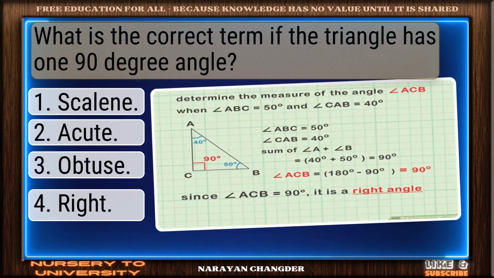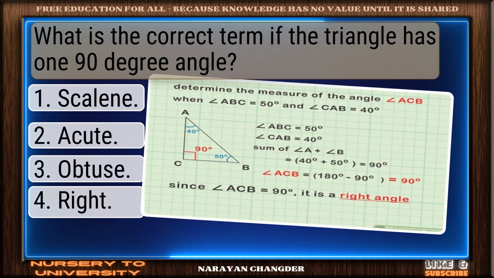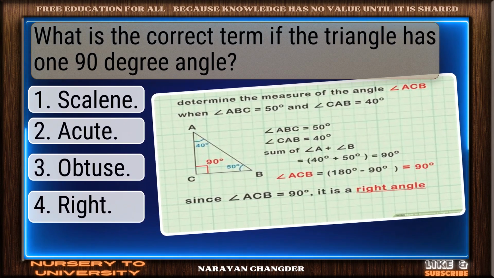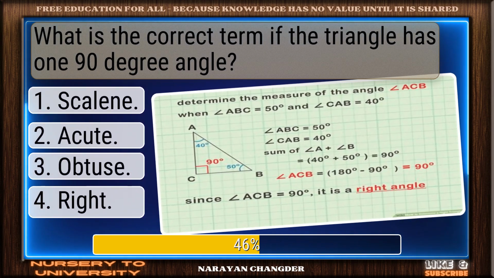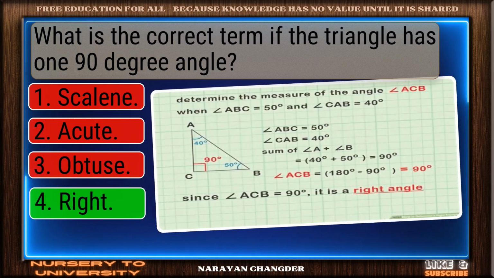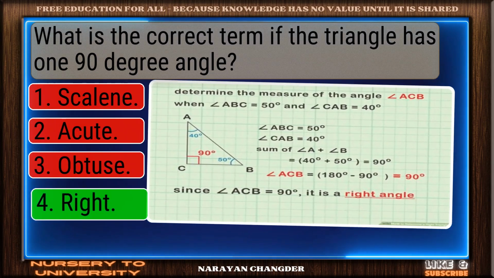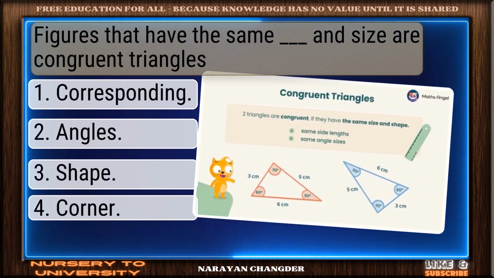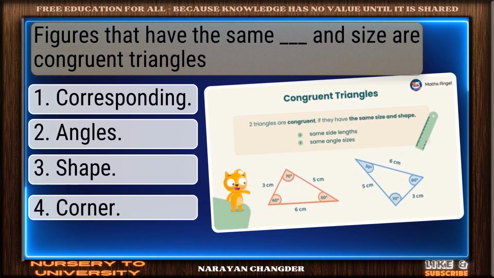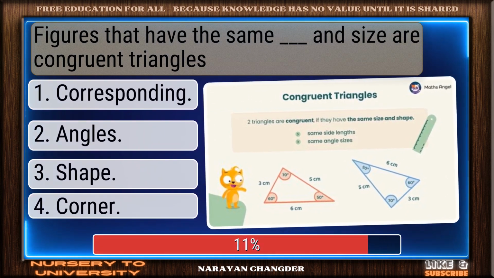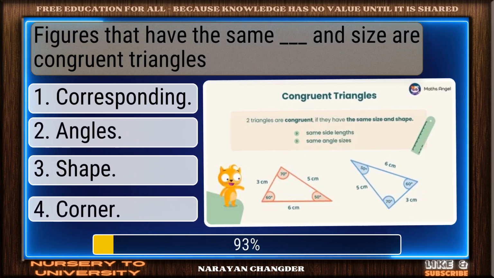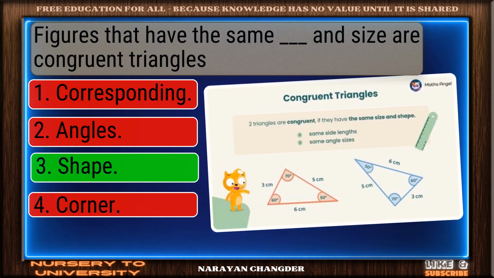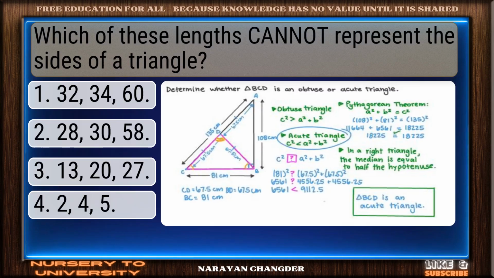Question number 9. What is the correct term if the triangle has one 90-degree angle? Strong choice. Right is the right answer. Question number 10. Figures that have the same dash, and size are congruent triangles. You got it. Your choice, shape, is right.